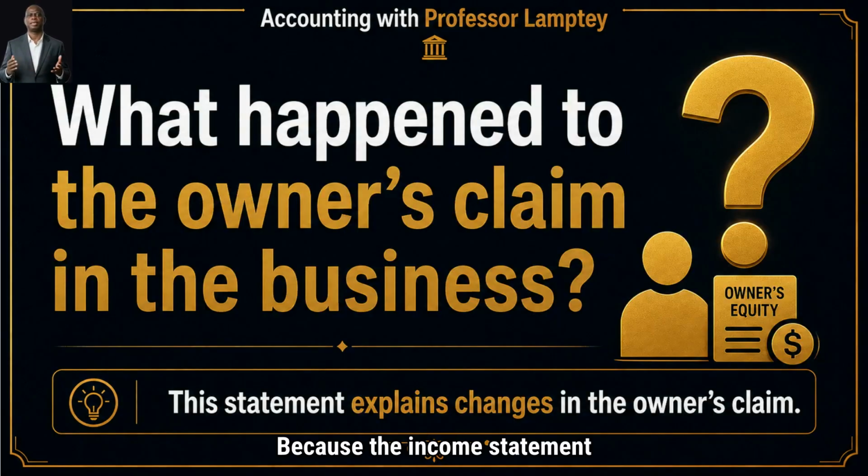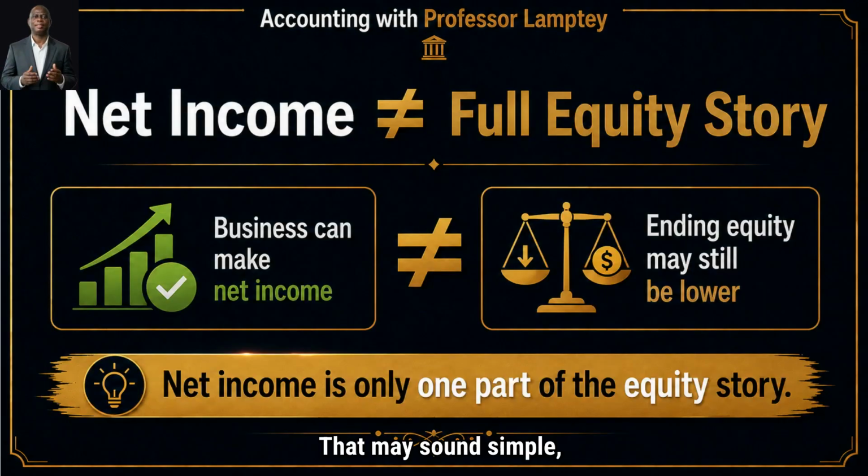Why? Because the income statement tells us whether the business made a profit or a loss. But the statement of owner's equity answers a different question. What happened to the owner's claim in the business? That may sound simple, but many students miss this point. They think if a business made net income, owner's equity must automatically increase. But that is not always the full story.